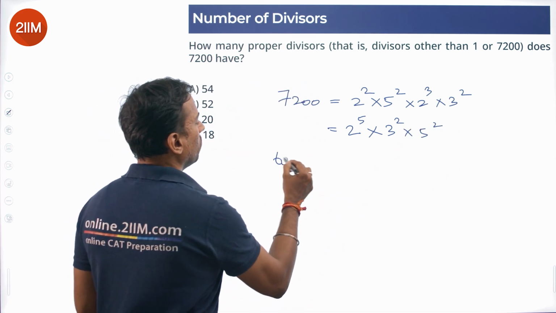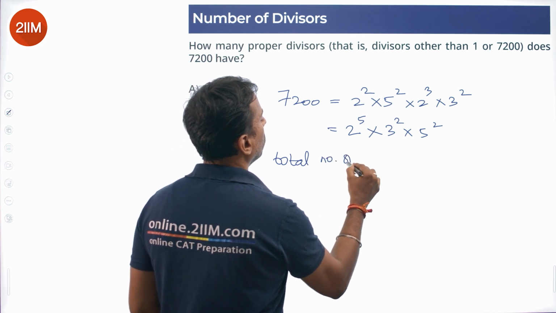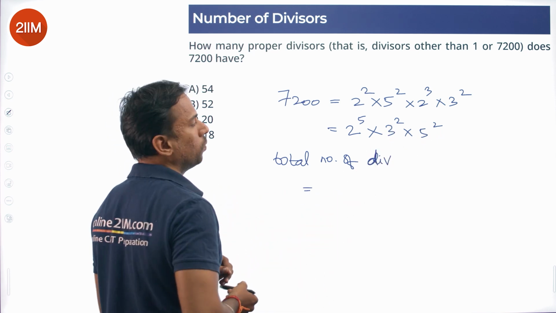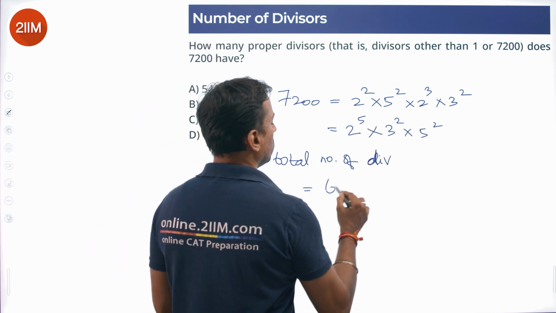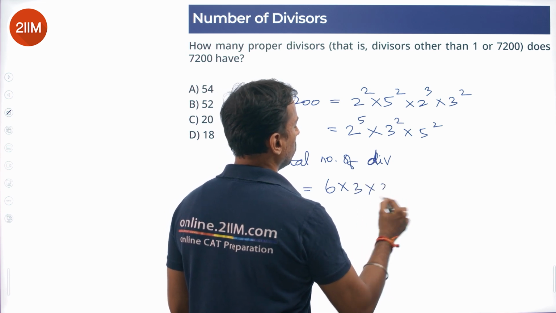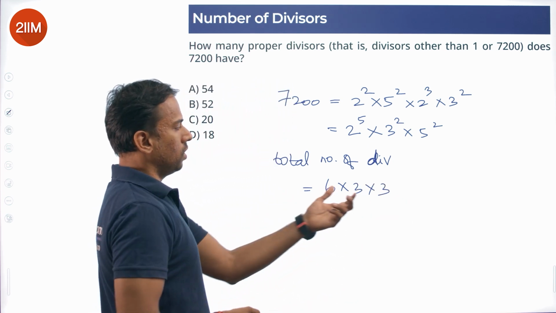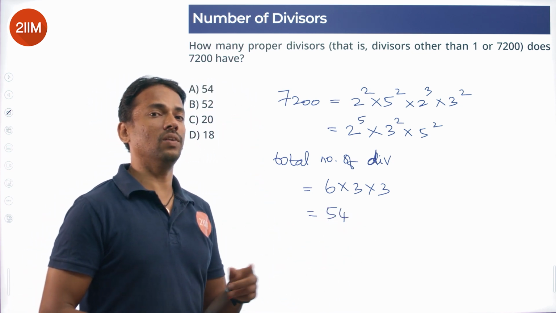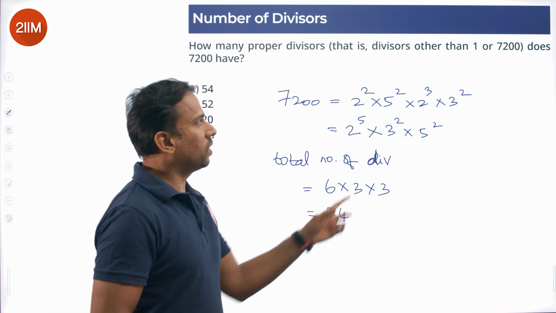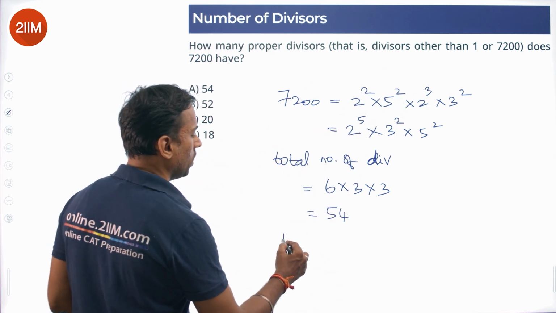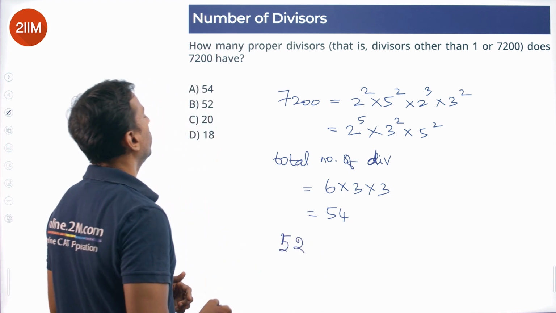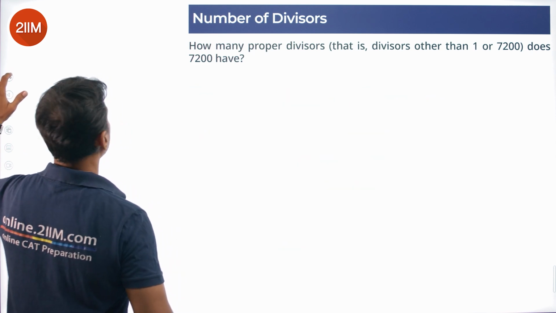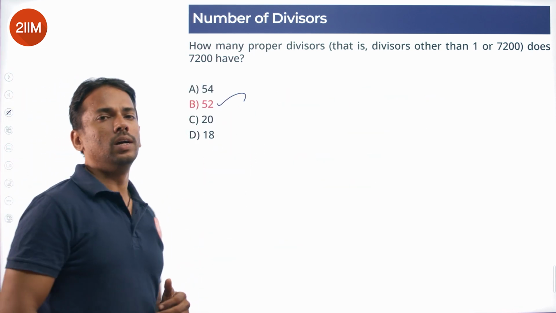Now total number of divisors. This is going to be equal to, add 1 to each power. It's a common well-known procedure. 5 plus 1 is 6, 2 plus 1 is 3, 2 plus 1 is 3. So 6 into 3 into 3 will be 9 6s are 54. So 7200 will have 54 divisors in total. But out of 54, if I am removing those two, the remaining will be 52. So 52, option B, 52 should be the right answer. We'll check this. Yeah, option B, 52 is the right answer.